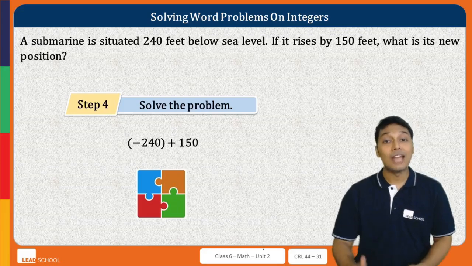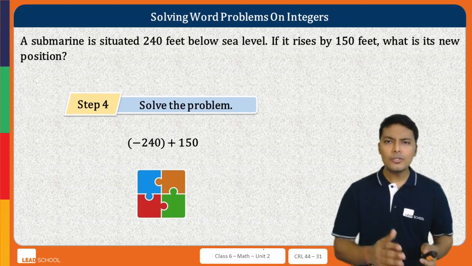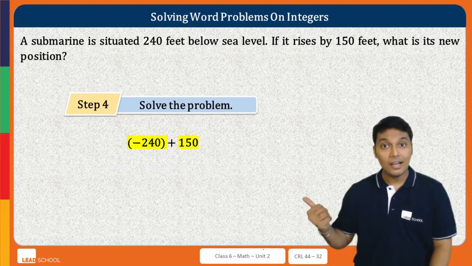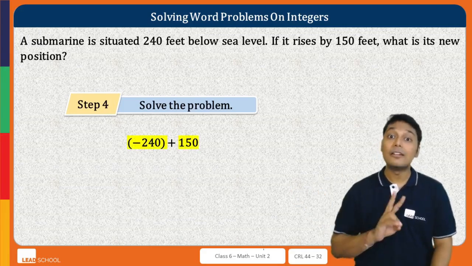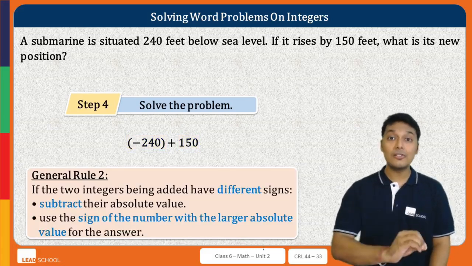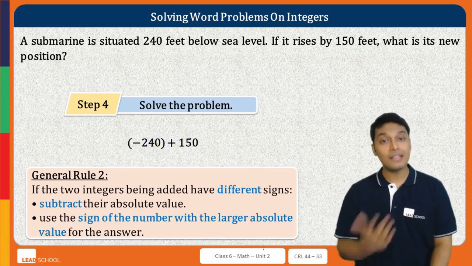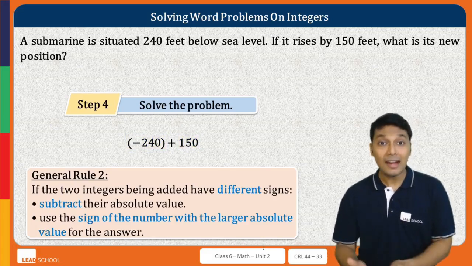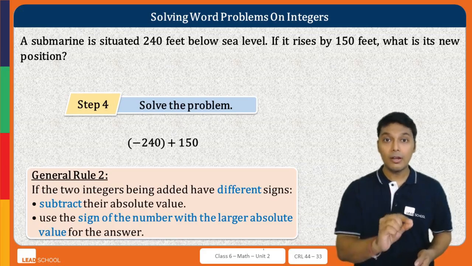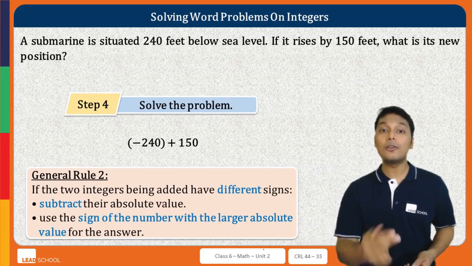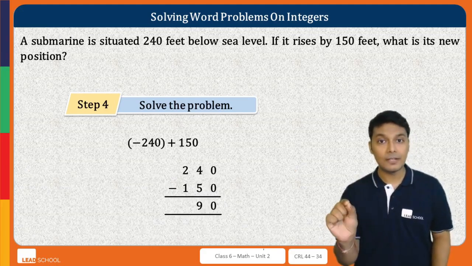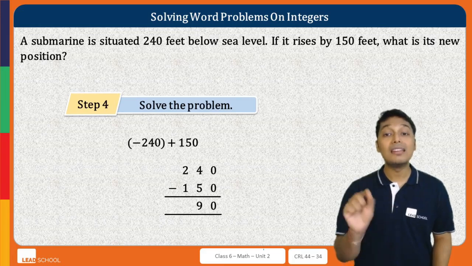It's time for us to now solve this expression using the rules of adding integers. Here, both integers have different signs. We know that if the two integers being added have different signs, then we should subtract their absolute values and use the sign of the number with the larger absolute value for the answer. 240 minus 150 is equal to 90.